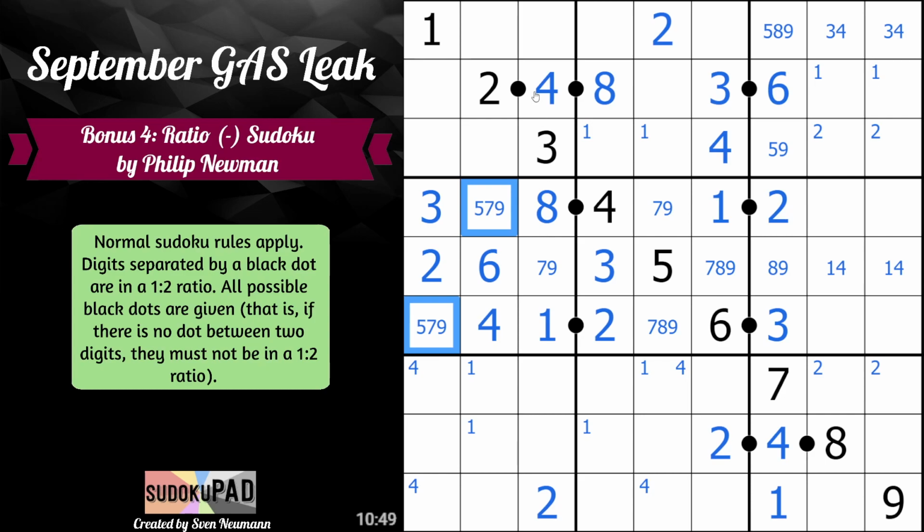3, 4. We use 1, 2, 4, 8. 3, 6. So 6, 5, 7, 9. 7. Other than that, I don't see it. 6, 7, 9. Oh, sorry, 5, of course. 5, 7, 9. Pull 7 out of here.